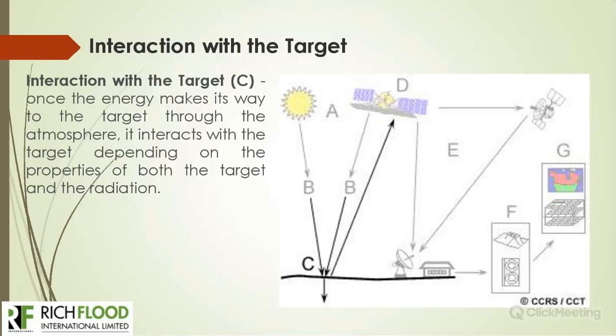So another component we are going to look at is the interaction with the target. Once the energy makes its way to the target through the atmosphere, it interacts with the target, and depending on the properties of both the target and the radiation, various wavelengths within the electromagnetic spectrum could be sent back to the sensor. So like I said earlier, there are several targets on the Earth's surface which we can use remote sensing to study.